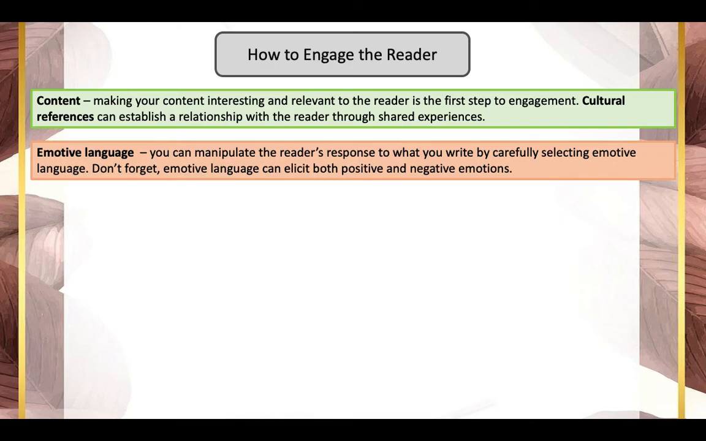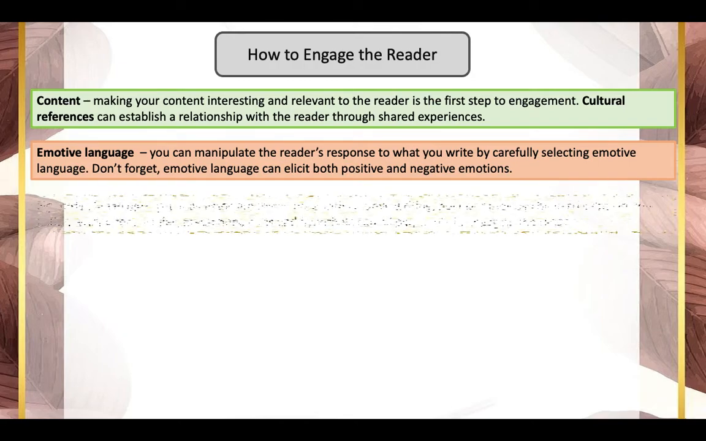Next then, we can use emotive language. Now we often do this naturally, and we've looked at emotive language being a persuasive technique, but it's also just a way to generally engage the reader. So you can manipulate the reader's response to what you write. You can control how you want the reader to feel by using emotive language. Now, I think this is often forgotten, but emotive language can elicit both positive and negative emotions. So it doesn't have to be feeling sorry for someone or having a really negative, sad response. It can be really positive. It can be really motivating and uplifting. I think it's really important to remember that.